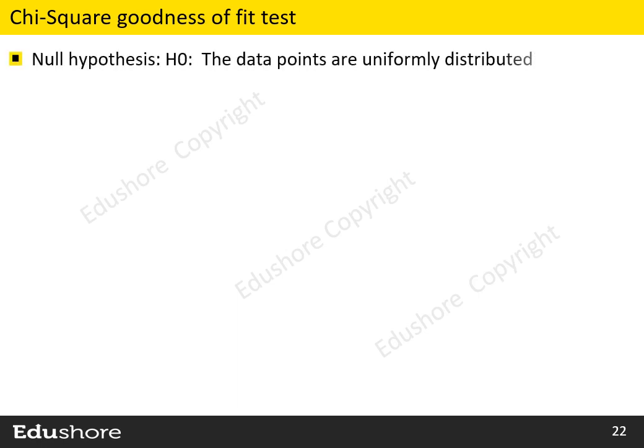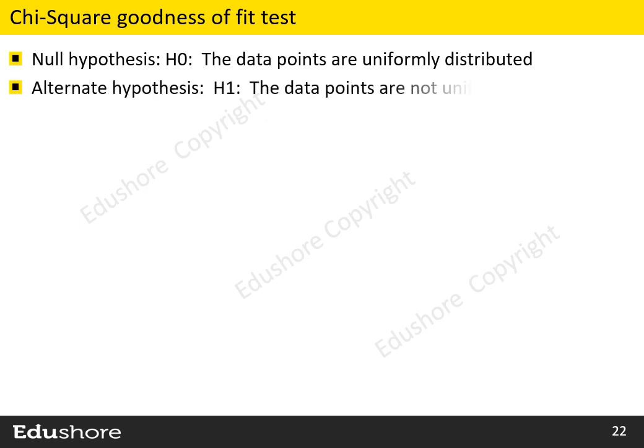Let us understand the chi-square goodness of fit test. Here is the procedure to do chi-square goodness of fit test. The null hypothesis, H0, says the data points are uniformly distributed. The alternate hypothesis says the data points are not uniformly distributed.